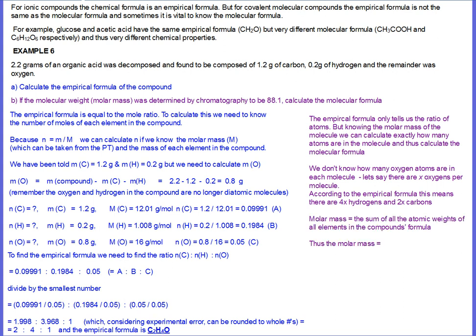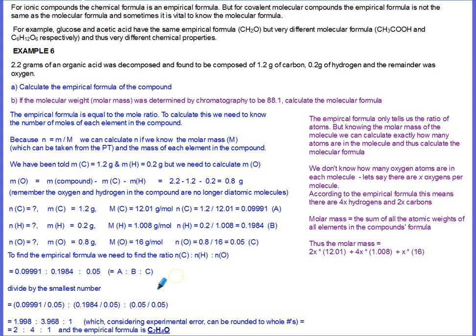And therefore, we know the molar mass. The molar mass is the sum of all the atomic weights of all the elements in the compound's formula. Thus, algebraically, the molar mass must be 2x carbons, which is 2x times 12.01. We said there's 4x hydrogens, so the mass of that is 4x times 1.008. And we said there's x oxygen, so the mass of that must be x times 16. So going right back to how we calculated molar mass previously, we can use this algebra to figure out the algebraic formula for the molar mass. Now, we can combine that with this data.